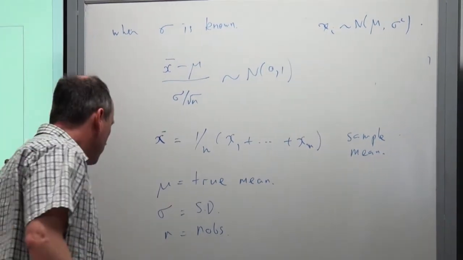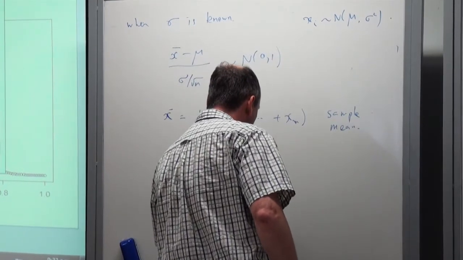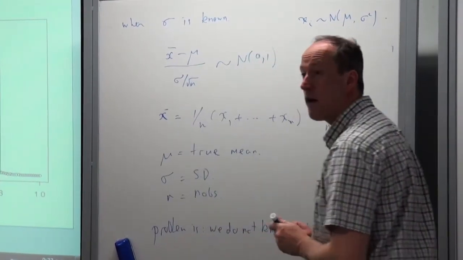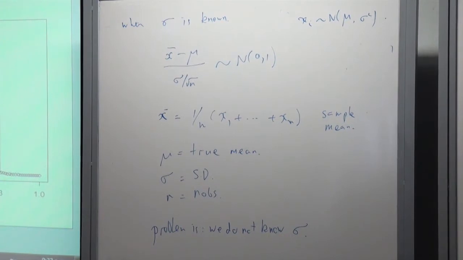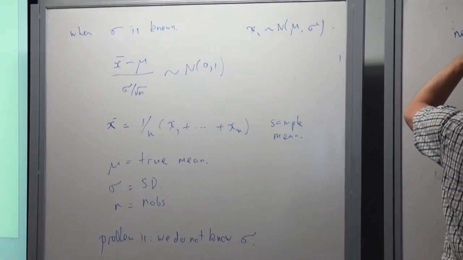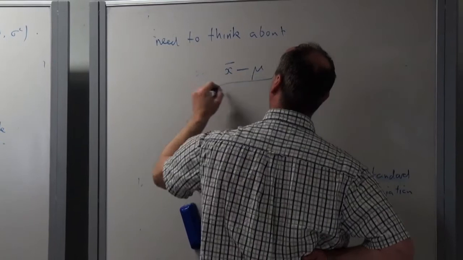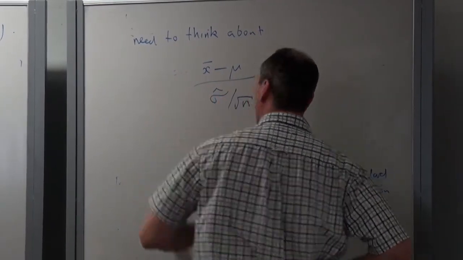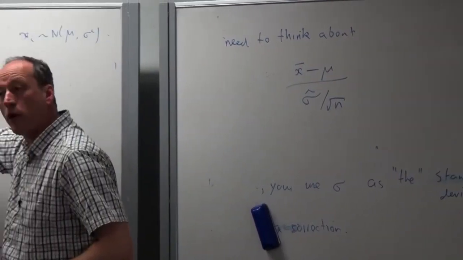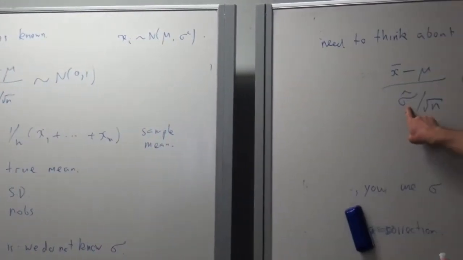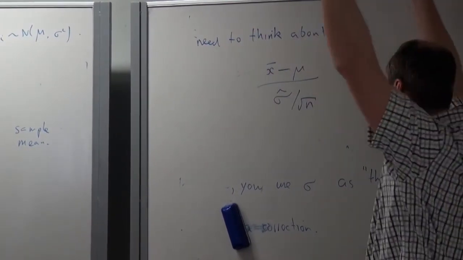But the problem is, we do not know sigma, we have to estimate it. So we need a distribution for this quantity here. We need to think about x bar minus mu over sigma hat over root n. Okay? And this introduces a correction because we're not using a true value, we are using an estimate of a value. And that estimate may be an overestimate, it may be an underestimate, it could screw you around, it could be wrong, it could be who knows what.